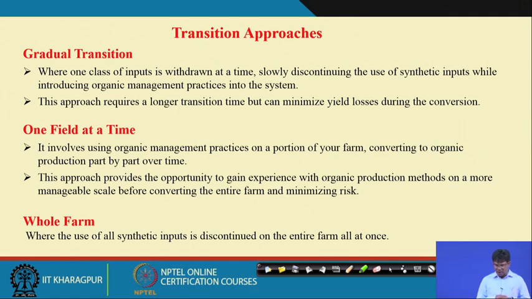This approach provides the opportunity to gain experience with organic production methods on a more manageable scale before converting the entire farm, minimizing the risk. So this is very important when you go for the organic conversion. It is better to go by part instead of converting the whole farm to organic systems. In whole farm conversion, the use of all synthetic inputs is discontinued on the entire farm at the beginning. That is the risky approach, because farmers may not sustain the financial loss by converting the whole farm into organic. Rather, if you go part by part, this will be a better alternative.